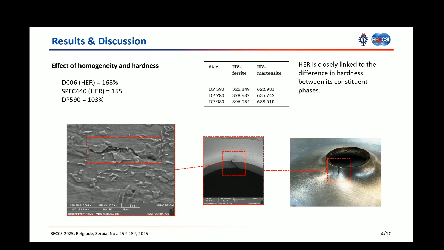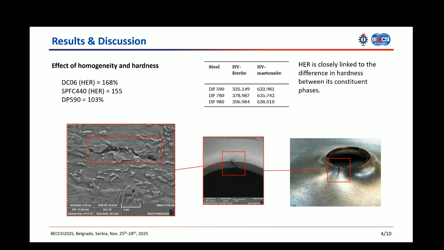DP 590 material. On this slide, you can see the Vickers hardness of ferrite is approximately 3,125, whereas the martensite phase exhibits much higher hardness, around 622. This significant hardness contrast is a key microstructural characteristic of dual phase steel. This large hardness mismatch results in increased local dislocation density and dislocation pileup at the ferrite martensite interface. This stress concentration locally raises strain and facilitates premature crack initiation during deformation.